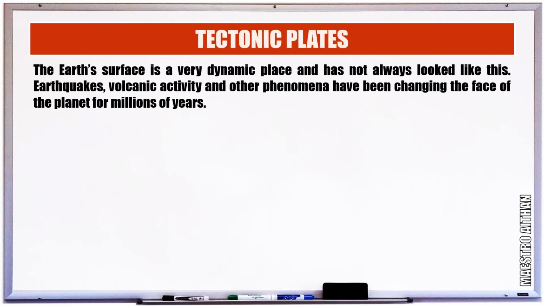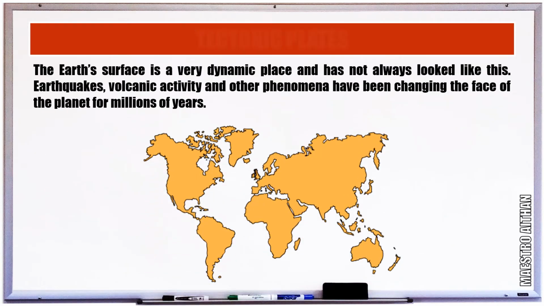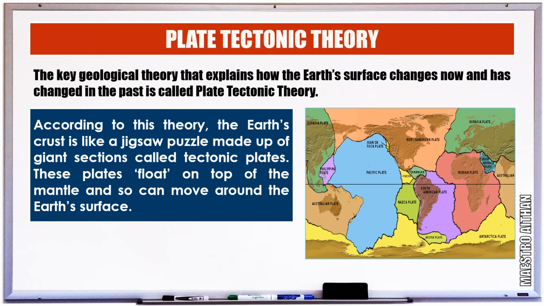The Earth's surface is a very dynamic place and has not always looked like this. Earthquakes, volcanic activity and other phenomena have been changing the face of the planet for millions of years. The key geological theory that explains how the Earth's surface changes now and has changed in the past is called plate tectonics. So what exactly is the theory of plate tectonics? And how was it developed?